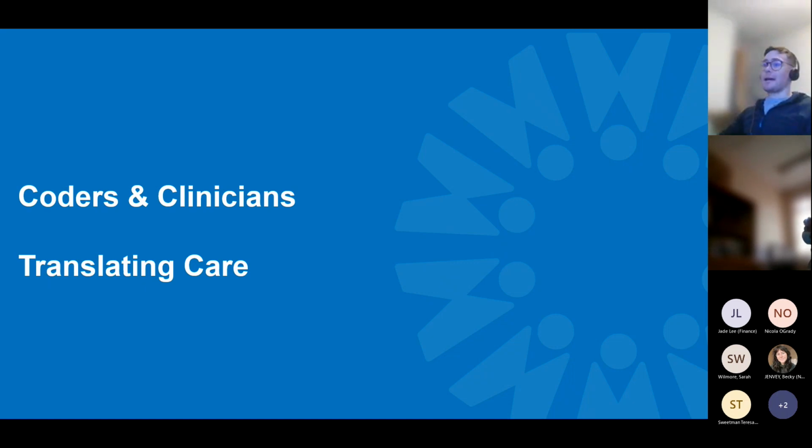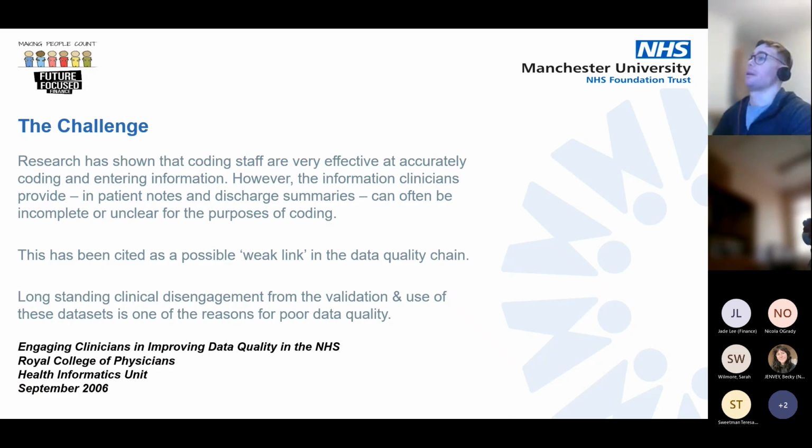So translating care with coders and clinicians, this is the challenge. The research shows that coders are really quite good and effective at coding and entering the information provided by clinicians. But it's that information provided by the clinicians that can often be incomplete or unclear for coding purposes, and that is possibly the weak link in the data quality chain.